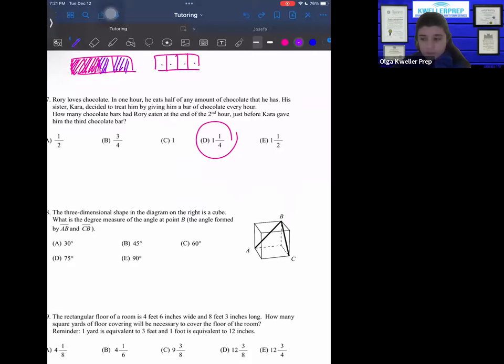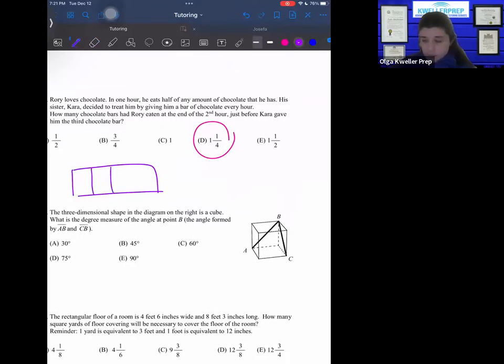So again, for whoever's confused, we have originally 1 chocolate bar, right? Let's say the chocolate bar has 4 pieces, just to make our picture easier. He eats half of it, right? So that means he eats these 2 pieces. He still has half left, and his sister gives him another chocolate bar.